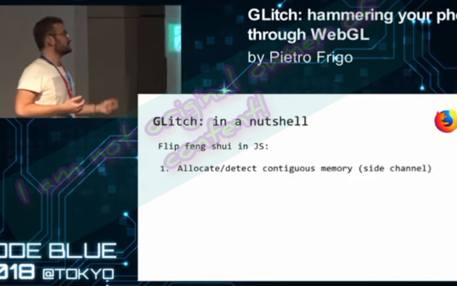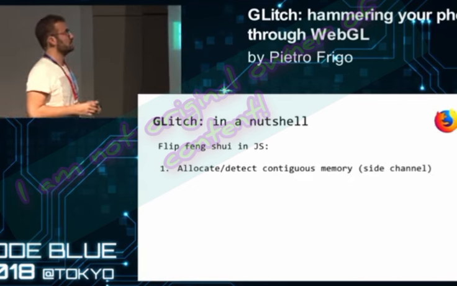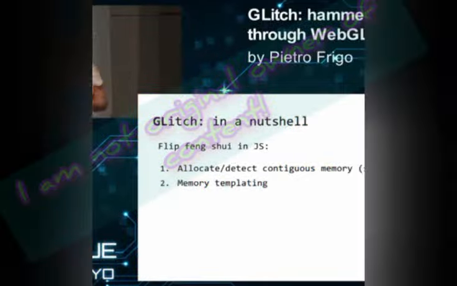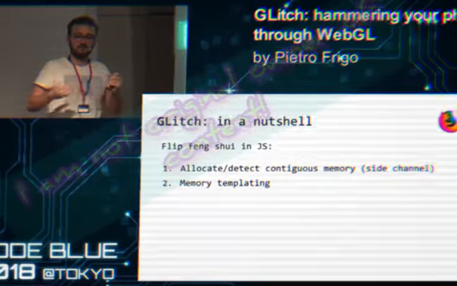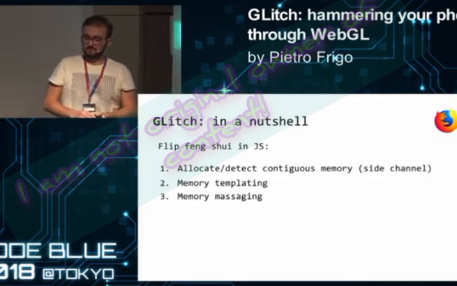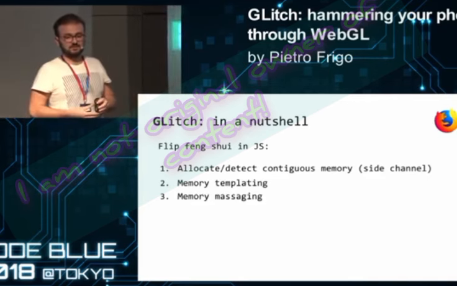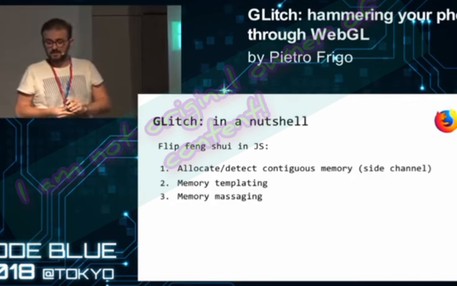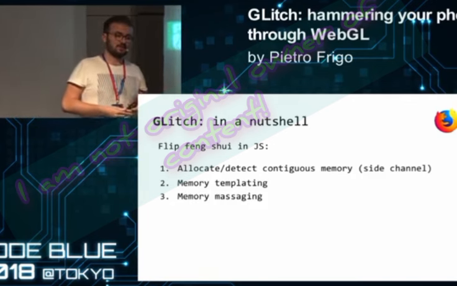So the first step, which is specific for our attack, is you need to allocate and detect contiguous memory. So we use our side channel. Then what you need to do is memory templating. So memory templating is the process of looking for exploitable bit flips. And basically, you just allocate a big chunk of memory, and then you start scanning for these bit flips until you find them. Then you perform memory massaging, which is the process of releasing this texture that you found with the vulnerable memory, with the vulnerable cell, and trigger the allocation of sensitive data.